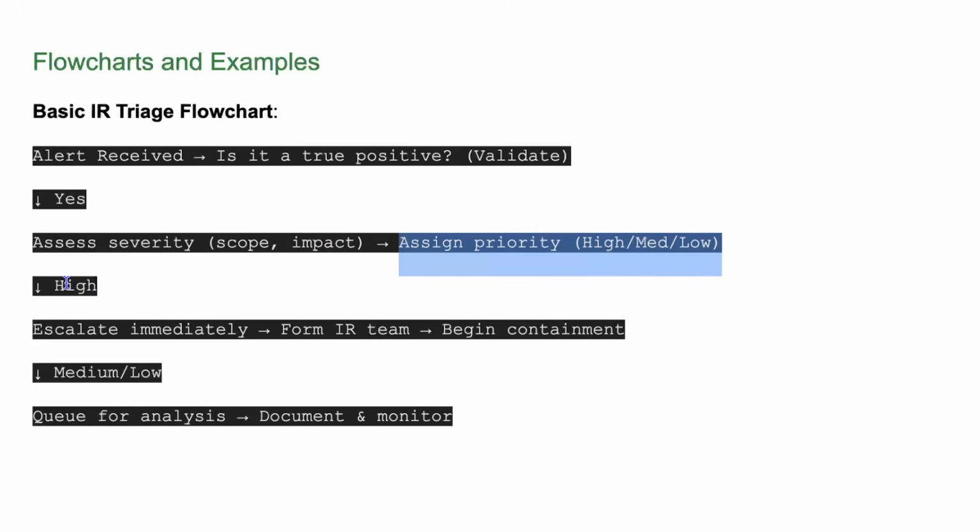If it is a high priority, then we're going to escalate it immediately, form the incident response team, and begin containment. If it's medium or low, then you're going to queue it for analysis, document, and monitor and try to figure out what else is going on. Just because it's medium or low does not mean that it can't graduate to a high severity. This is a very dynamic, live environment. Just because it starts out a certain way does not mean it's going to stay there. It is very likely that in a matter of minutes, it can become a high priority event.